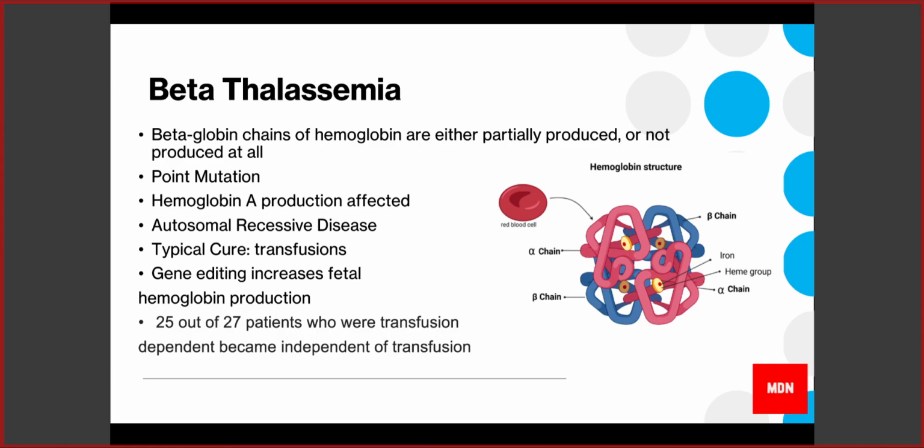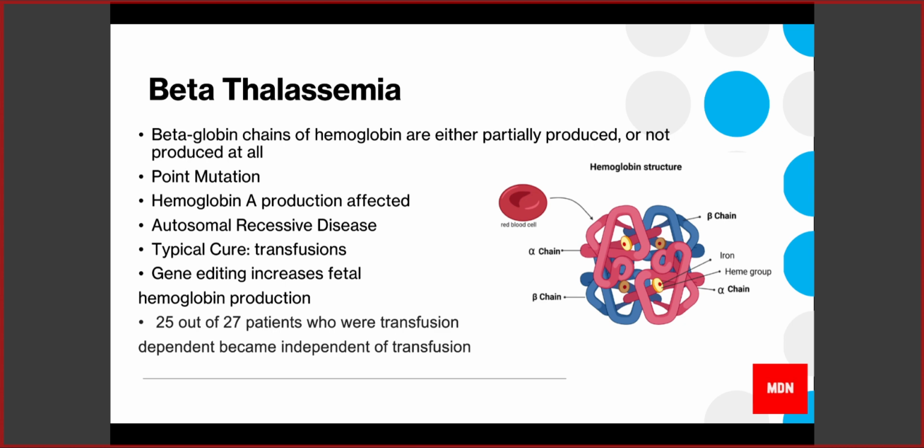So essentially, this is where the beta globin chains of hemoglobin are either partially produced or not produced at all. The significance of this is in a hemoglobin molecule, you'll have different chains. In hemoglobin A, the hemoglobin is made up of 2 beta chains and 2 alpha chains, as you can see in the image. So if we're not having enough production of beta globin chains, then hemoglobin A production is affected. Hemoglobin A is found in adults, and it's caused by a point mutation, which is essentially where a single nucleotide in DNA is replaced by another. So this happens in chromosome 11 in the beta globin gene.